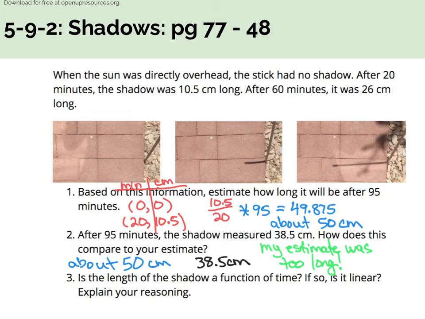Another way that we can look at this is if we took all the information and plotted it on a graph. So the 0, 0, the 20, 10.5, and then also the 95, 38.5. Is it going to make a straight line? It does not. You can go ahead and try it that way also. Because remember, a linear equation is where it's going to be a straight line, or the rate of change, how it is changing, is always the same every single time.